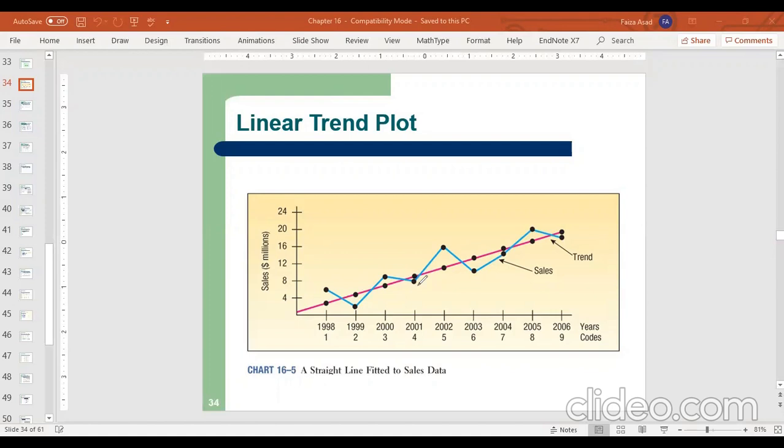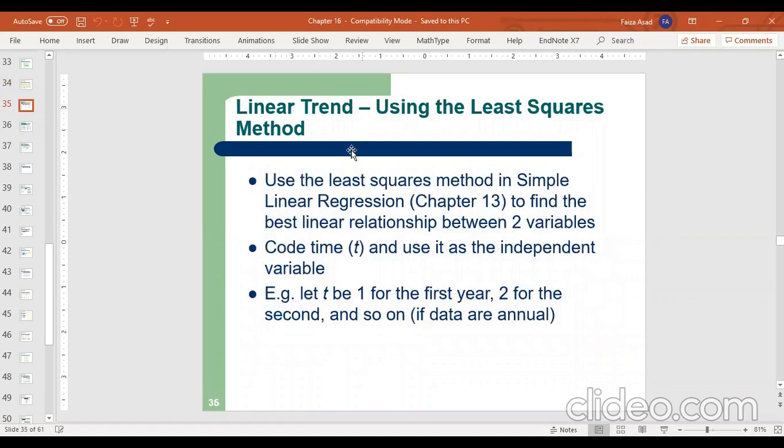To overcome this drawback, we are going to use the least square method, which will draw a best fitted line from the given data. So let's move on to the next slide and see the least square method. Use the least square method in simple linear regression, chapter 13. Chapter 13 was not included in quantitative 1. You will learn this chapter in quantitative 2 along with hypothesis testing and parametric and non-parametric testing.